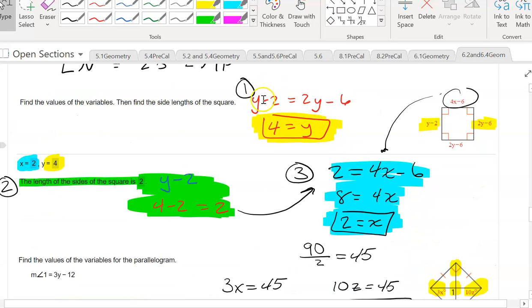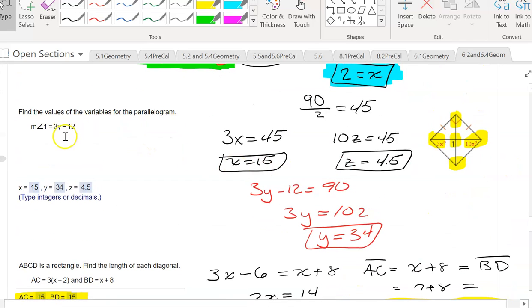Here, the first thing we need to do is to set these equal to each other to find the value of y. The second thing I need to do is to find out the length of each side. So in doing so, I simply plug in that y value, and I have y minus 2, so 4 minus 2 is 2. Now I set that length equal to the side of 4x minus 6. It just so happens that it is also 2. That is not always the case.